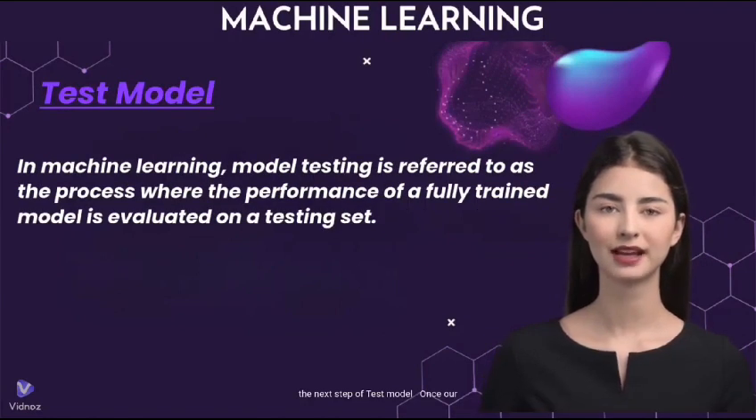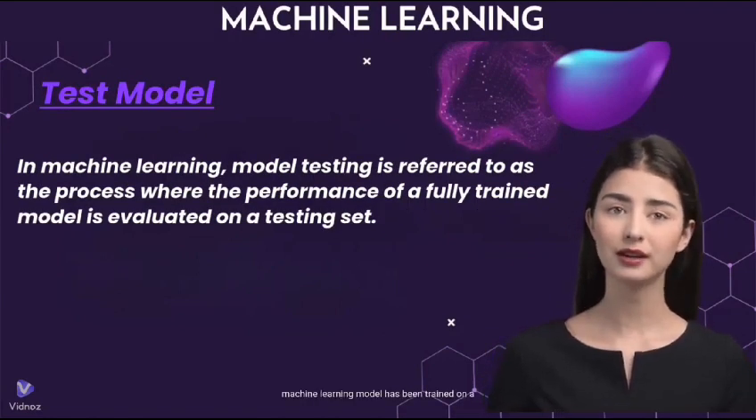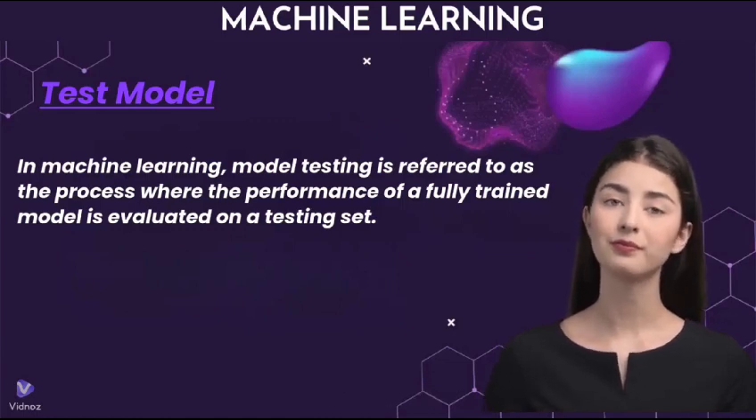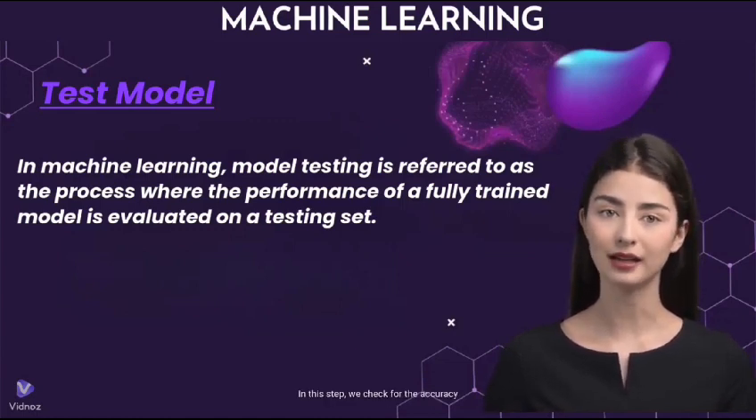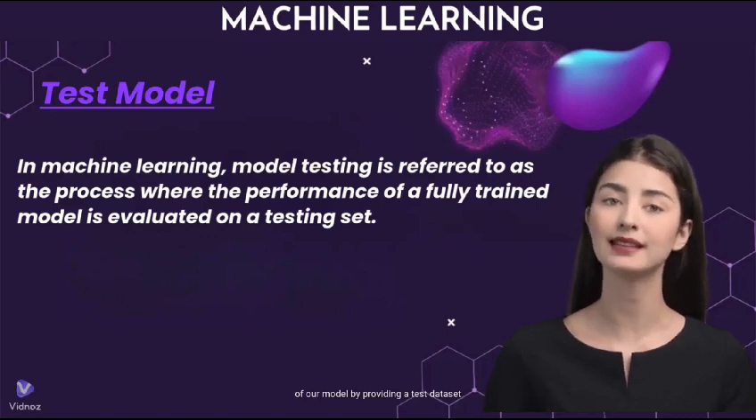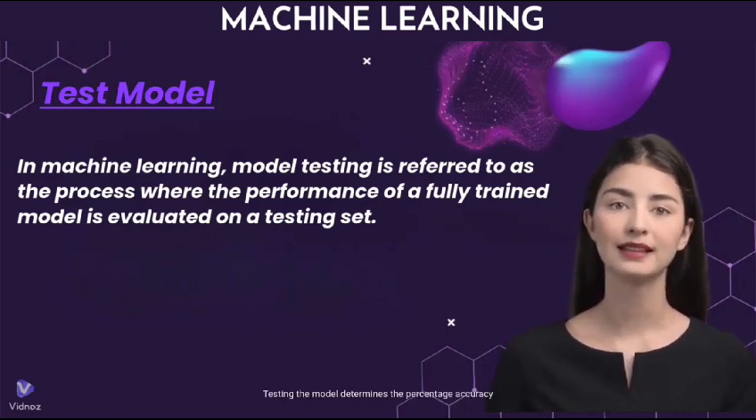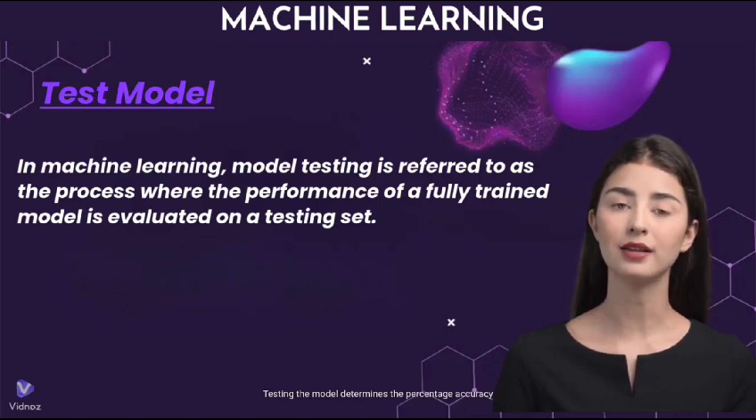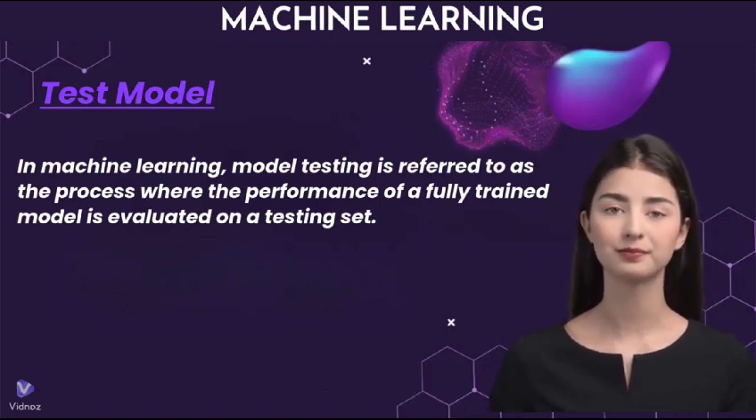The next step is test model. Once our machine learning model has been trained on a given dataset, then we test the model. In this step, we check for the accuracy of our model by providing a test dataset to it. Testing the model determines the percentage accuracy of the model as per the requirement of the project or problem.